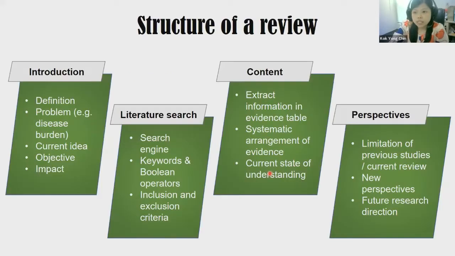So this is basically the structure of a review. In the introduction section, you can always give definitions of what your topic is. You can describe a problem that is currently faced, for example the disease burden. Then you can link it to your current ideas, objectives, and also the impacts of your review. What does your review offer to the reader? Then it goes to the literature search. You can use a search engine, as I previously mentioned.